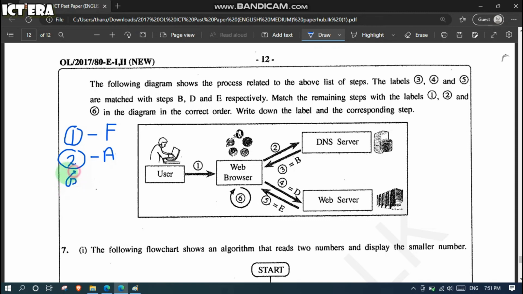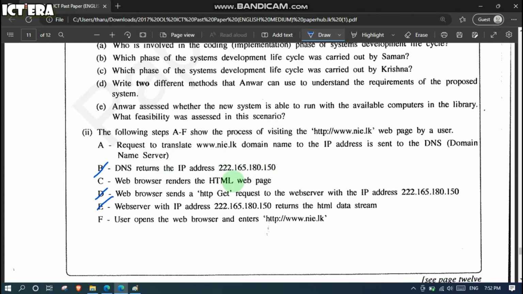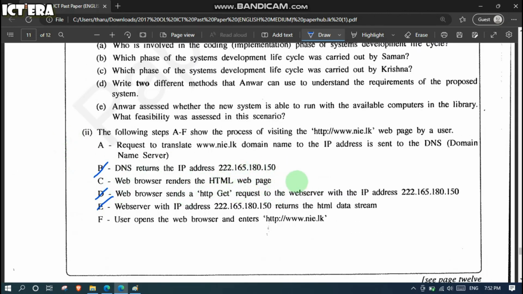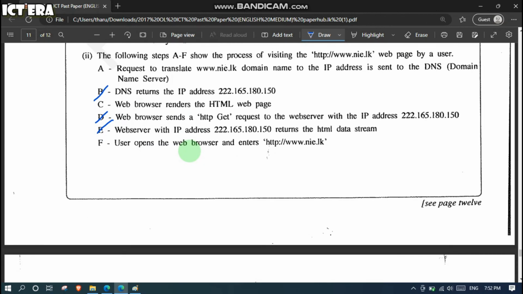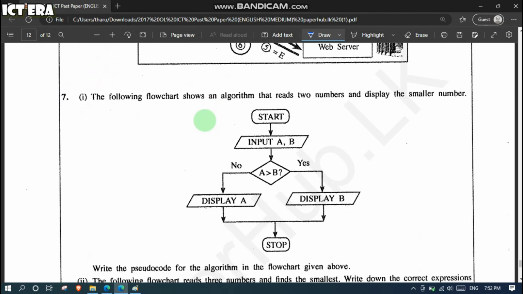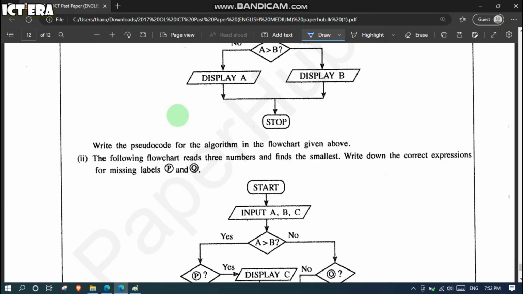And then the sixth one should be the remaining one. So after that DNS returns the IP address, and then the fourth one, web browser sends the HTTP GET request to the web server with the IP address, and the web server with the IP address returns the HTML data stream, and finally the web browser renders the HTML web page. So these are the answers. Then the last one of the 2017 oral paper.